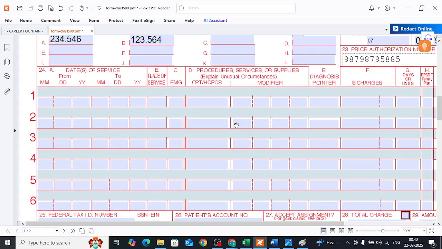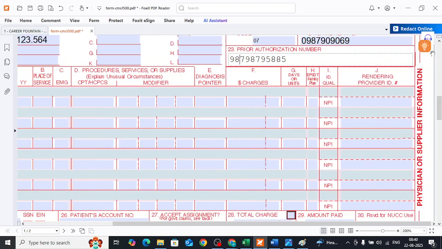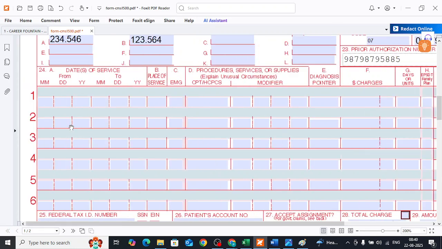Box number 24 is long, from here to here. These many boxes come under box number 24 only. Box number 24A is the date of service, on which date, like April 17, 25 to April 17, 25. This is the date of service. Box number 24B is the place of service where the service has been provided.